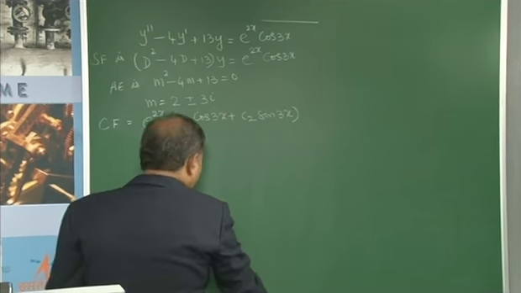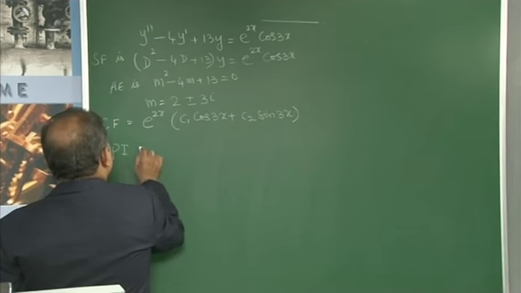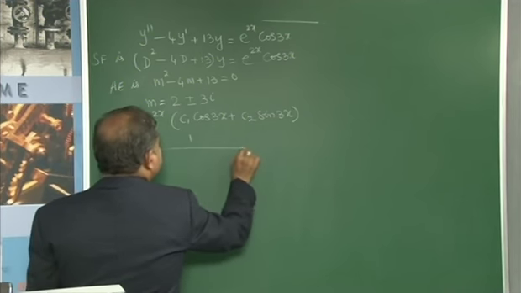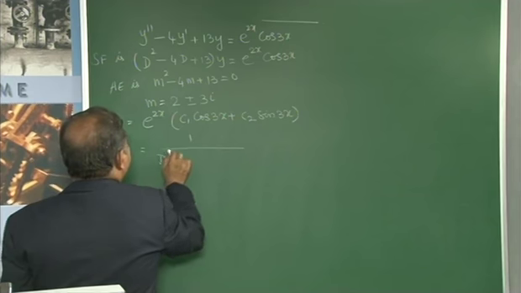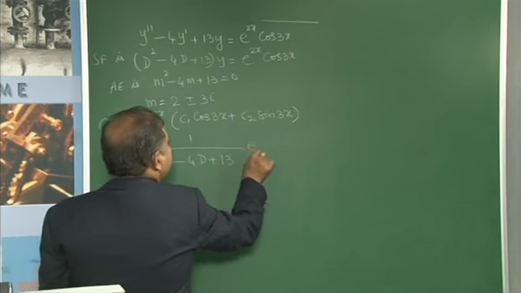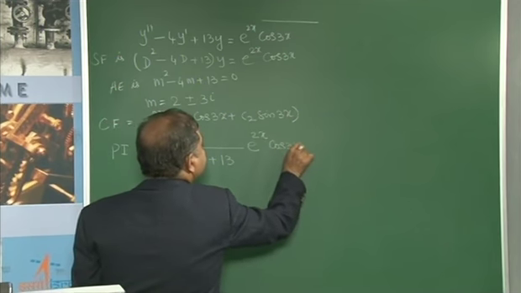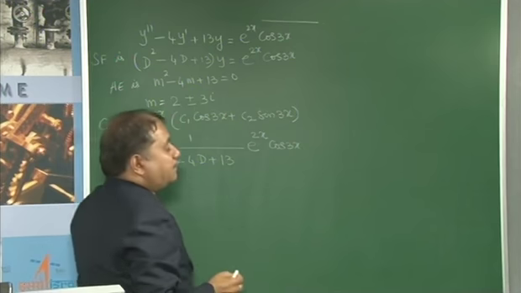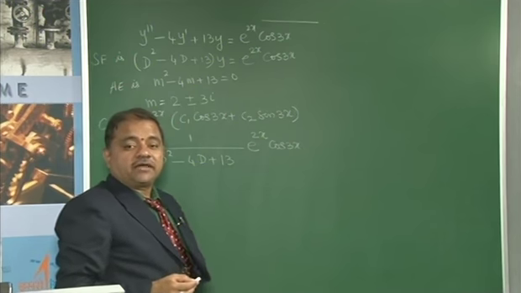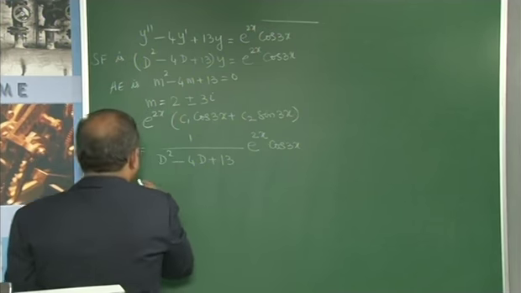Now let us go for particular integral. So particular integral is equal to inverse differential operator, again 1 by (D squared minus 4D plus 13) e power 2x cos 3x. Again same way, e power ax into v, replace D by D plus a.